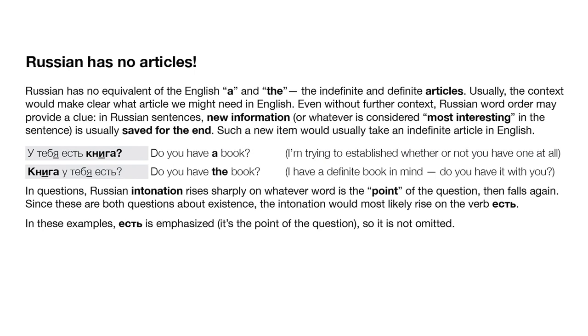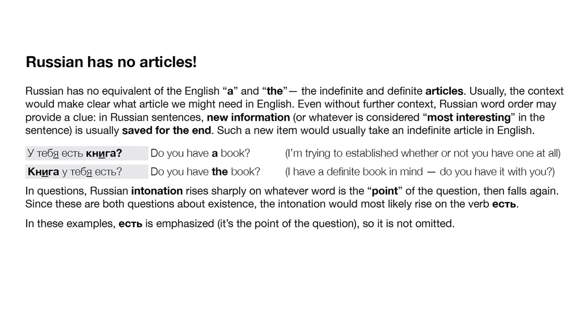Okay, so look at, for example, у тебя есть книга? Okay, we're asking, does the person have a book or not? And we don't know whether or not the book even exists. So we use this indefinite thing, a book. But if we've established that there is a book and we go on to say other things about this book, right? We use a definite article and we say things like, книга у тебя есть, right? Do you have the book? So, keep in mind, Russian has no articles. You don't have to translate articles if you're going from English to Russian. Just forget about articles altogether.